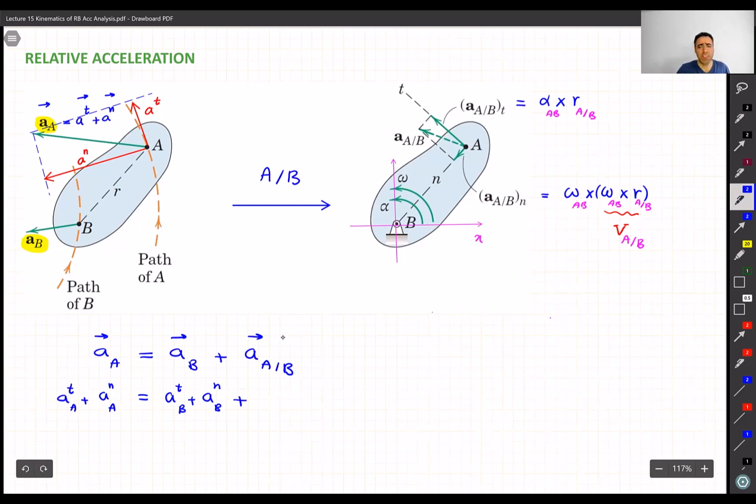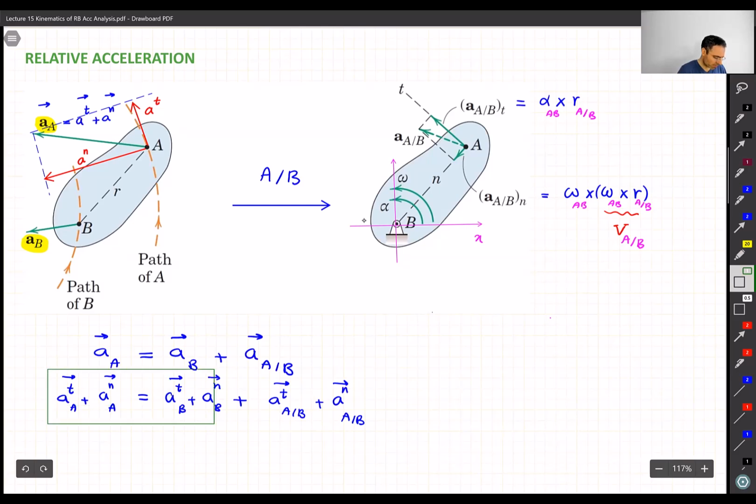What about AA with respect to B? This is what we saw on the diagram, right? It has its own tangential and normal acceleration. For now. Soon you will see in some scenarios, it also has another component. But for now, this is what AA with respect to B is going to have. And again, keep in mind, this is all vectors. All right. So this is the general formula that we have.